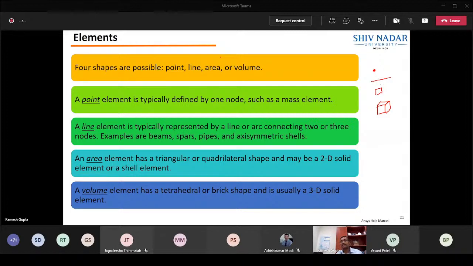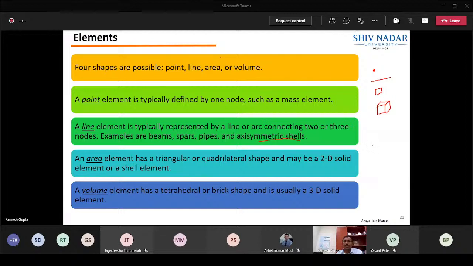Then you have the line elements. For example, if you want to represent a truss or a beam, you can have a collection of line elements. If you look at the varieties of elements in ANSYS, for beams, Beam 188 is an element type meant for a two-noded 3D element. In a similar way, we can even model axisymmetric shells using line elements, where you have revolution about one particular axis.